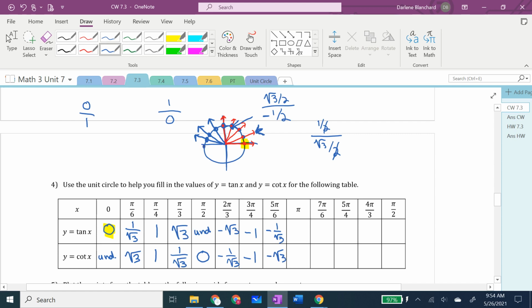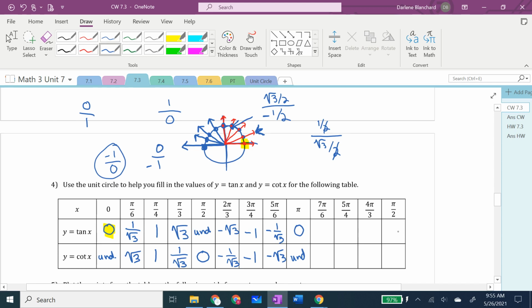Then when I get back over here to pi, that's where I go back to the slope of that line is 0, or the y divided by x is a 0 over 1. But the cotangent is undefined there. Because with cotangent, I'm looking at the x, oh, sorry, it was a negative 1. The x-coordinate is negative 1 divided by the y-coordinate for cotangent. I'm getting undefined for cotangent. And then I'm going a little bit further down the line here.